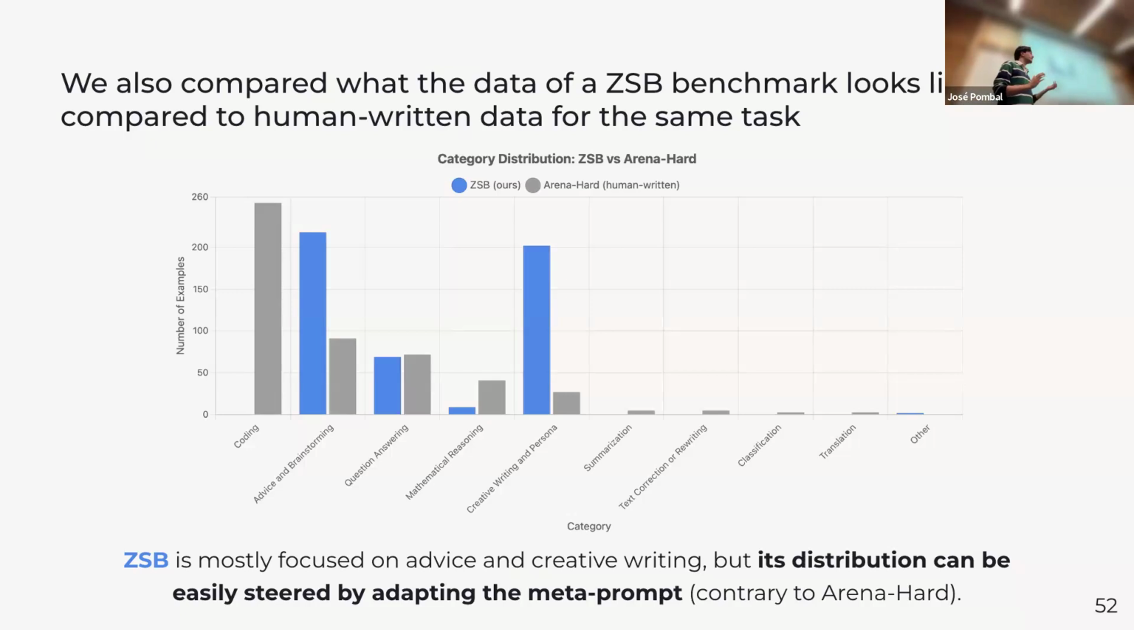This is to say, though, if you did want a dataset that was distributed more like this, so more on the coding side and advice and brainstorming and question answering, you could easily do it. Just go to the prompts and create some prompts that are more focused on, or placeholders for the prompts that focus more on, these tasks. So it's easy to do as well.